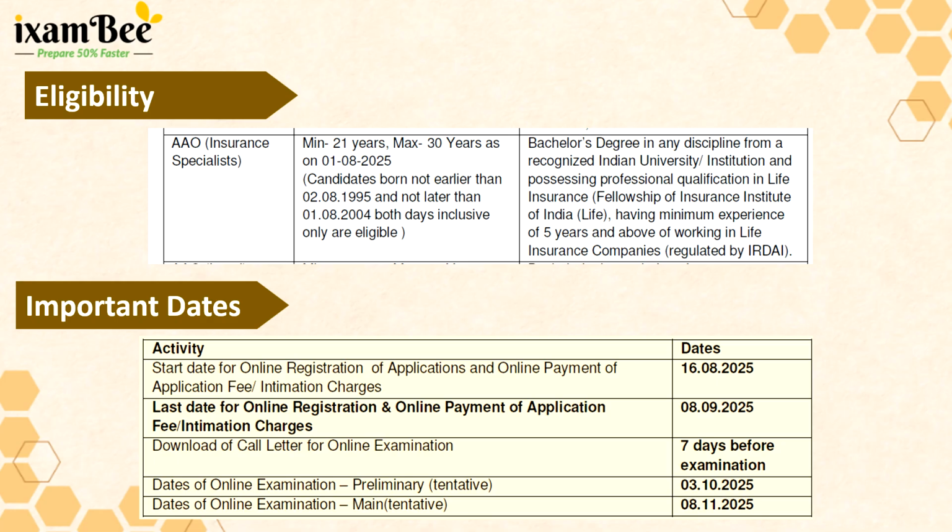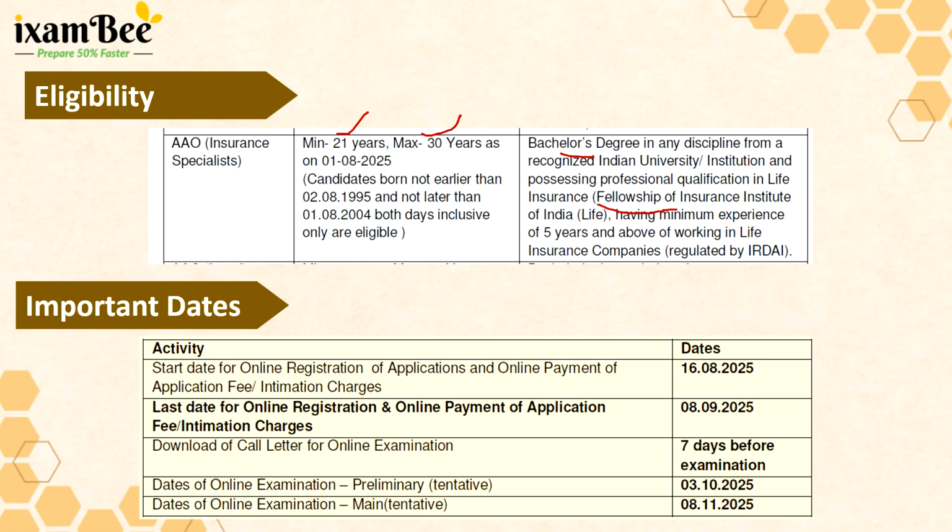As far as the eligibility of this exam is concerned, a minimum of 21 years and a maximum of 30 years is the eligibility criteria. A Bachelor's degree in any discipline, along with a fellowship of the Insurance Institute of India, life, having minimum work experience of 5 years.